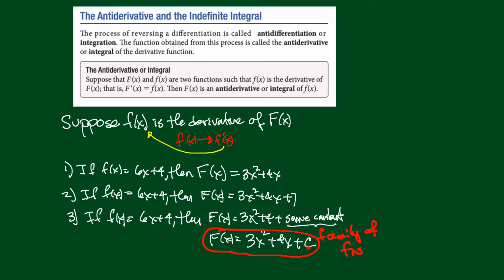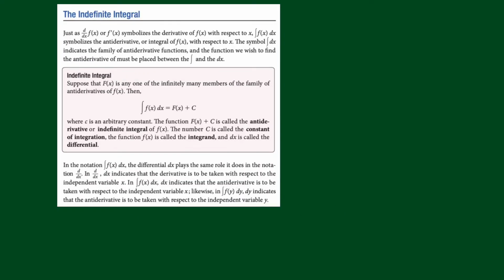If C is -8, you get some other member. So we're just going to call this a family of functions. And so when you take a function like this one and find its antiderivative, you generate a family of functions. Okay, I'm going to read this definition and discuss it as we go along.